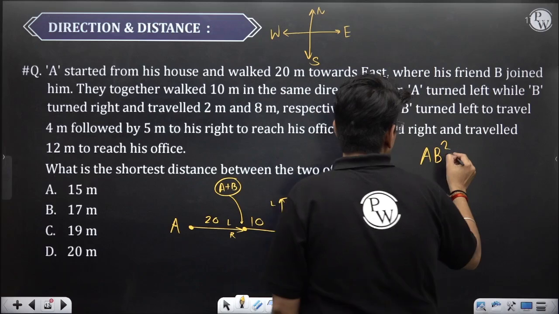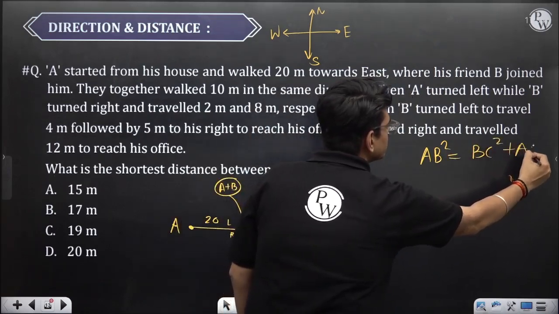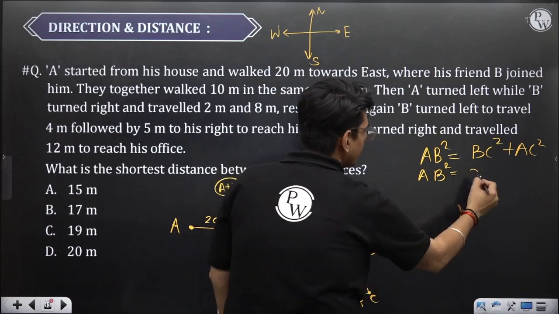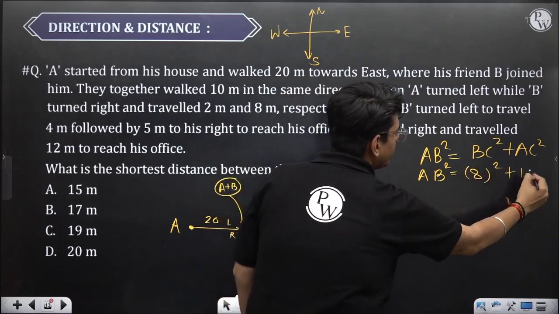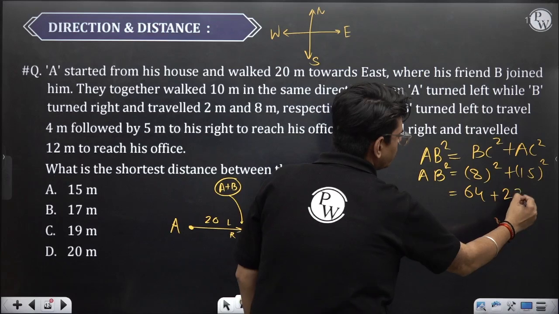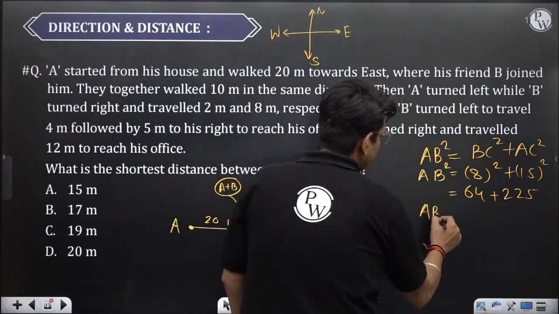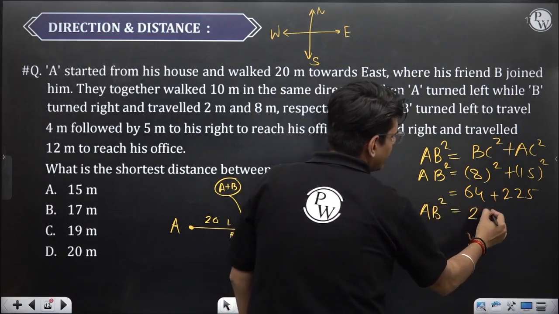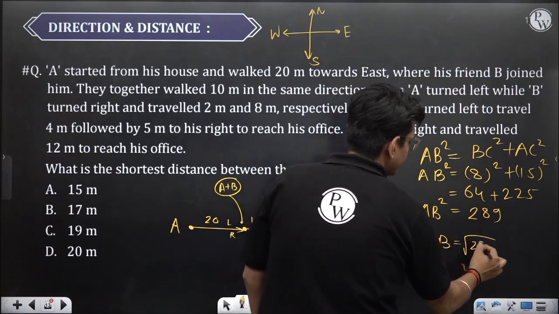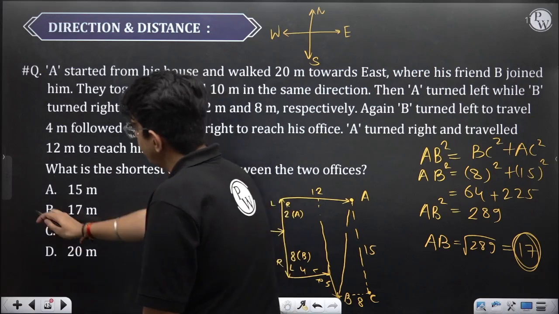AB square is nothing but BC square plus AC square. This is what AB we need to find. This is 8 square plus 15 square. 64 plus 225. AB square is nothing but 289. AB is nothing but root of 289, which is 17. So 17 is our answer. So 17 meters.